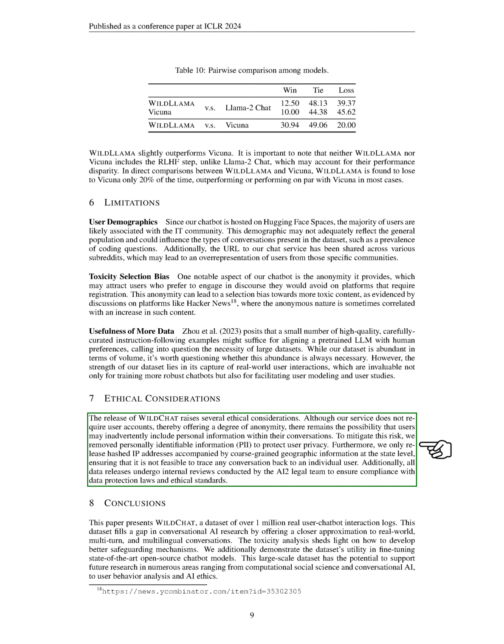Even though our service doesn't require user accounts, providing a level of anonymity, there is still a risk that users might unintentionally share personal information during their conversations. To address this concern, we have removed any personally identifiable information to safeguard user privacy. Moreover, we only share hashed IP addresses along with general geographic details at the state level, making it impossible to trace a conversation back to an individual user. Additionally, all data releases undergo thorough internal reviews by the AI2 legal team to ensure compliance with data protection laws and ethical guidelines.